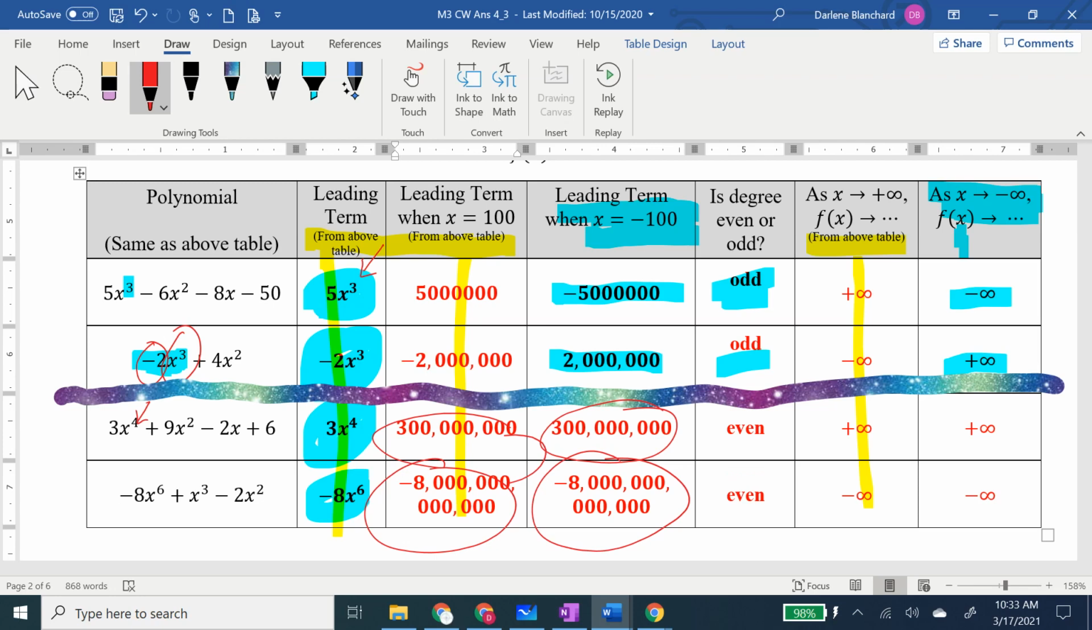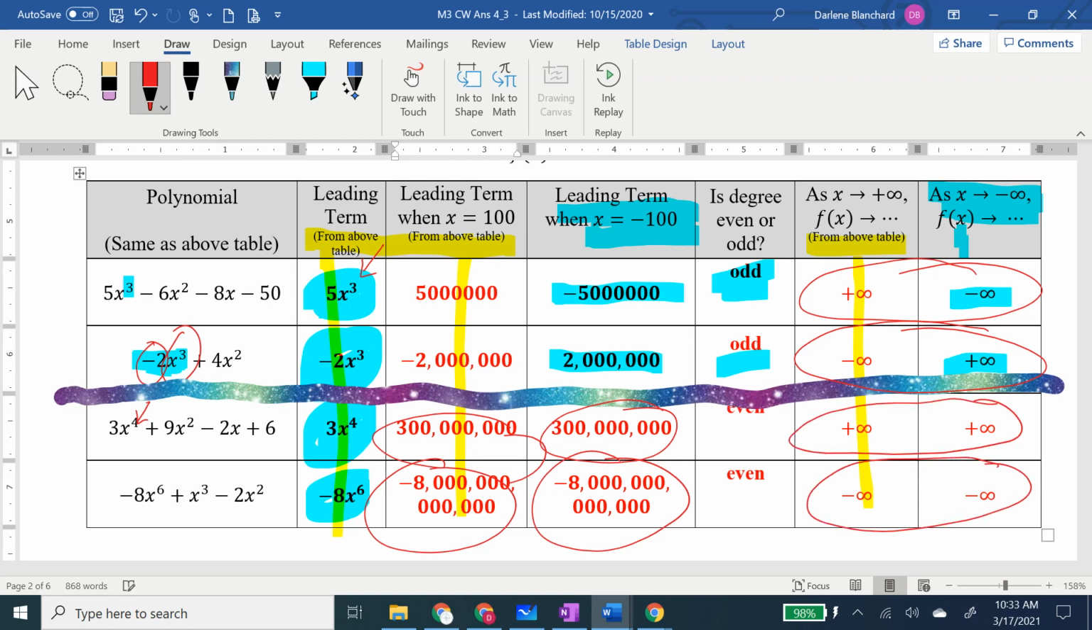So what you want to take from this is, once you determine the right end of the graph based on whether your leading coefficient is positive or negative, you can then look at whether your degree is even or odd. If your degree is odd, then your left end goes the opposite direction of your right end. If the degree is even, then your left and right ends go in the same direction.